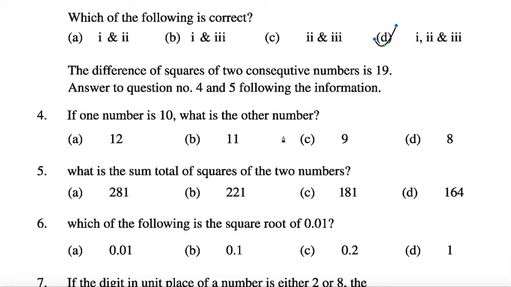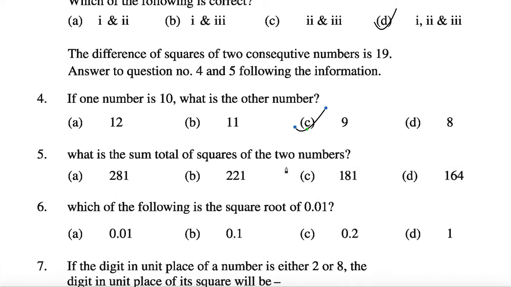The difference of squares of two consecutive numbers. 11 square is 121. 121 minus 100 is 21. No, that is not the answer. So 9 might be the answer. 100 minus 81, yes, that is 19. So 9 is the answer.